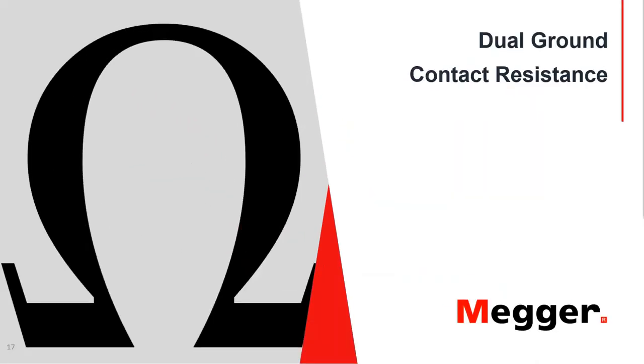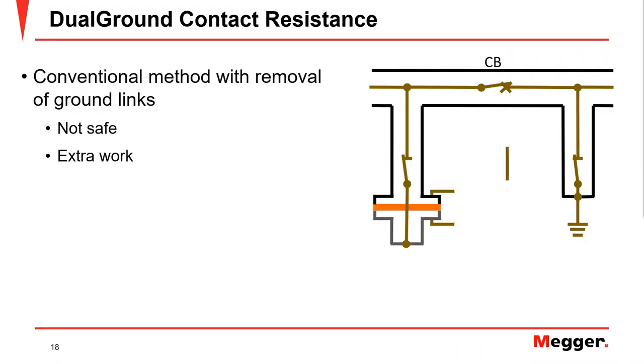Next would be dual ground and contact resistance. So this is a short section before handing it out to Daniel. In this section, basically you can do the contact resistance through the conventional method, but to be able to do this, you need to remove the grounding link. As the diagram here shows, we have represented removing the link here. So now you have a path through the breaker and through the tank, and basically these are going to be your two terminals. It's not safe, and you have to do extra work. So that's one of the things that we already saw. You're going to have these induced voltages there, and it's going to be dangerous.